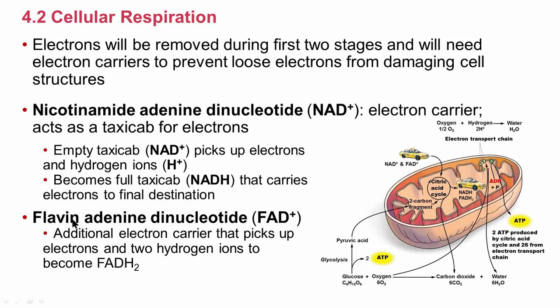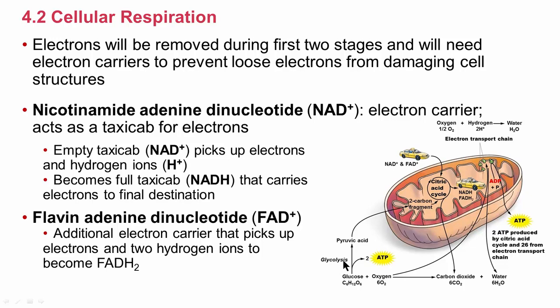Same thing for the flavin adenine dinucleotide. It will pick up two hydrogen ions and pick up extra electrons and then help transport those electrons to step 3, which is the electron transport chain. So here we have our empty taxi, our dead battery, so to speak. They're missing their electrons. In the citric acid cycle, we actually pick up extra electrons and recharge our battery or fill up our taxi cab.